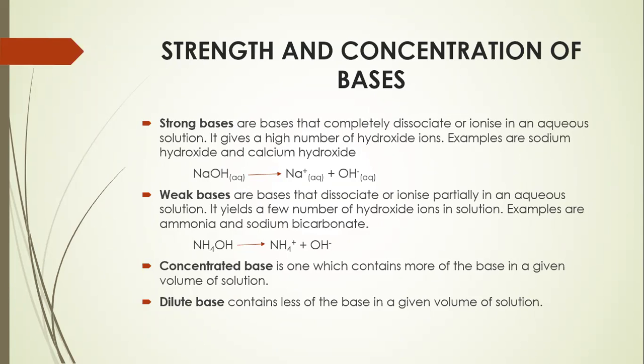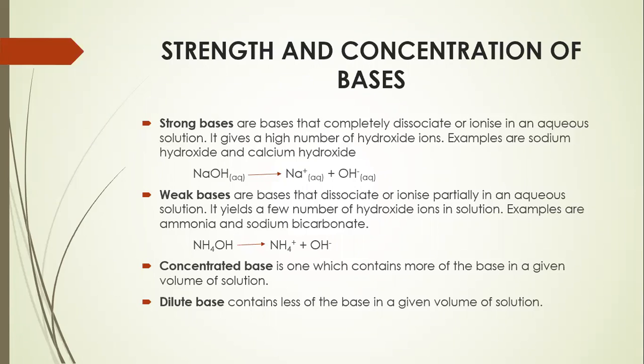Strong bases are bases that completely dissociate or ionize in an aqueous solution. Just like the strong acids, they completely ionize and dissociate in an aqueous solution. These strong bases give a high amount of hydroxide ions. Examples are sodium hydroxide and calcium hydroxide, and magnesium hydroxide is also a strong base. So you can have an equation there, you have NaOH. When it dissociates, you see that it has completely given out the OH ions. It didn't keep some, the sodium didn't keep some. It completely gave out everything.